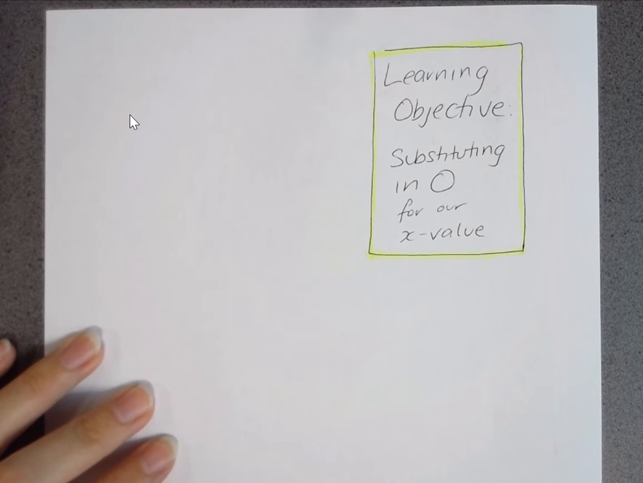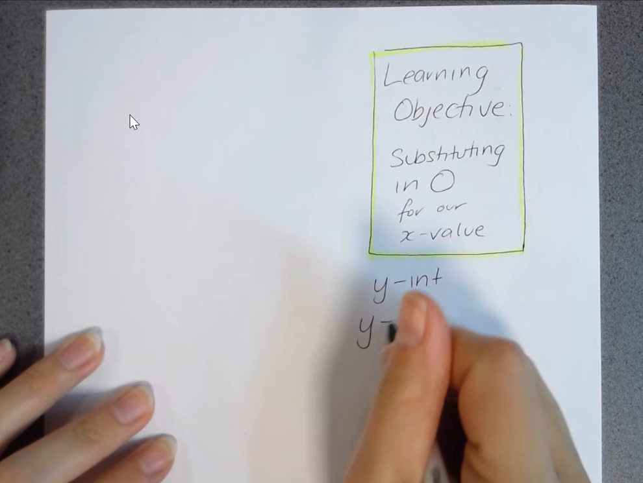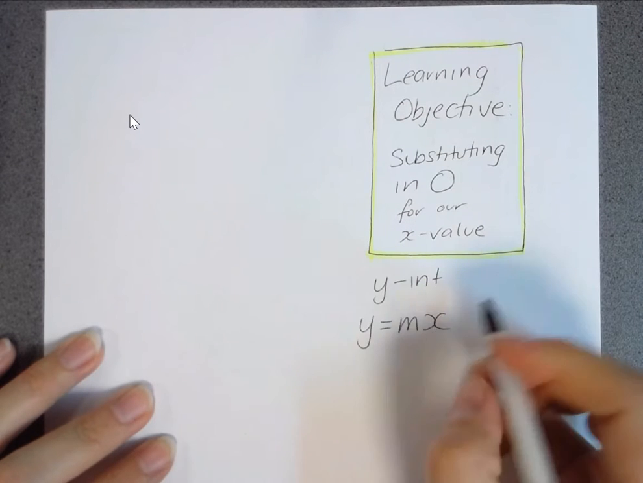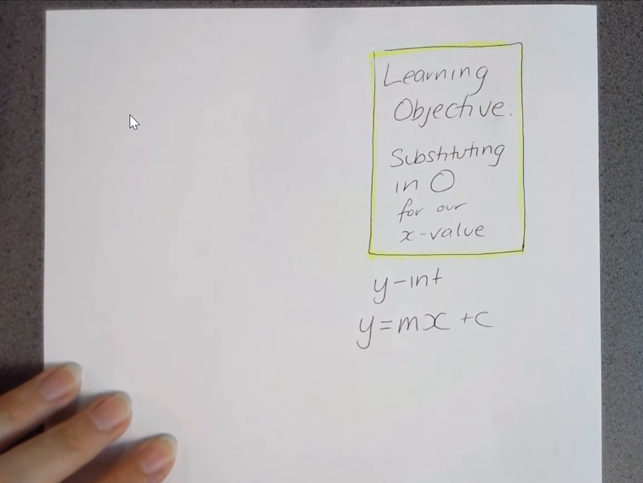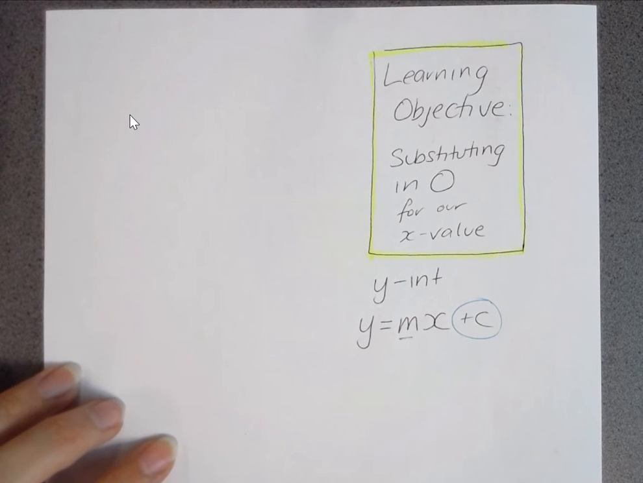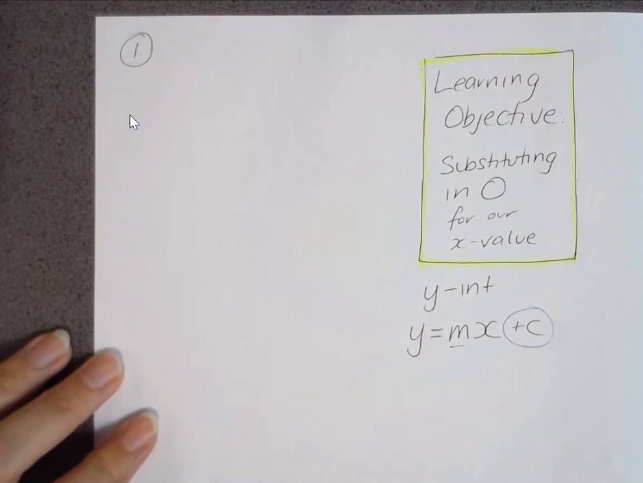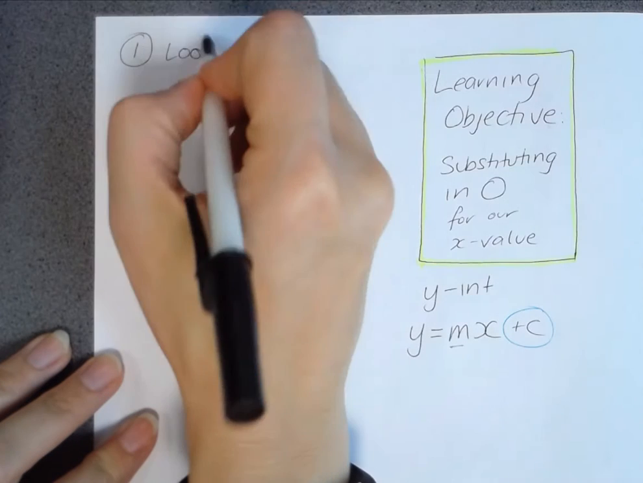Right, last video we talked about finding y-intercepts, remembering that in our linear equation, which is y equals mx plus c, the y-intercept is this c value here. Remembering that m is our gradient, or how steep the line is. So what we're going to do, well, last time we said there's a couple of ways we can do it. Number one, we can actually just look at the graph.